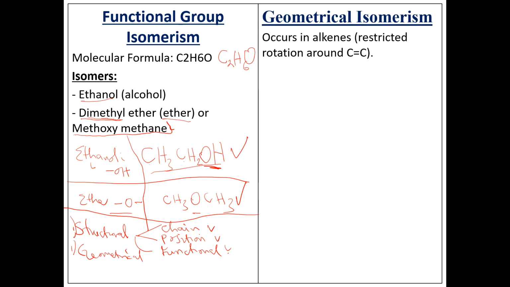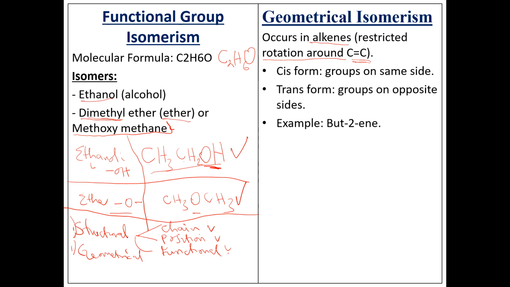Here it is, geometrical isomerism. It occurs in alkenes, due to restricted rotation around the carbon-to-carbon double bond. That is geometrical isomerism. It is strictly found in alkenes. We say that it is divided into the cis form and the trans form. We are going to have a look at all those.